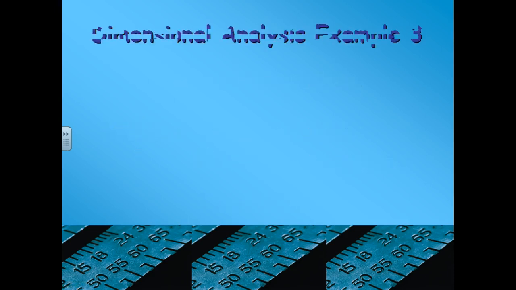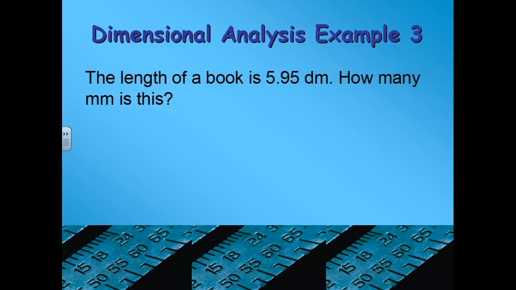My final example, at least for this part, there's another video that's going to do the other 3, is showing you what it is like when you have 2 conversions that you need to use because you have 2 different prefixes. The length of a book is 5.95 decimeters. How many millimeters is this? Deci represents 10, that 1 meter is 10 decimeters. And milli represents 1,000.